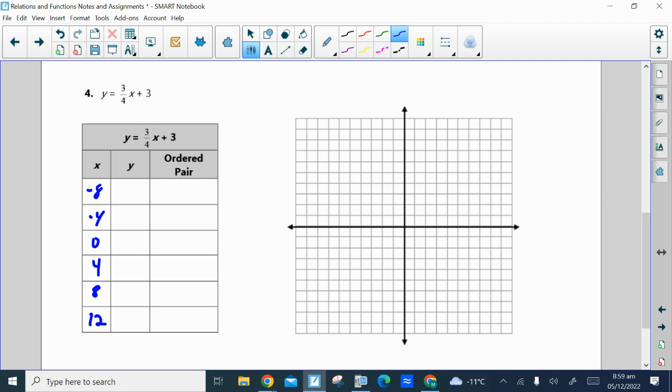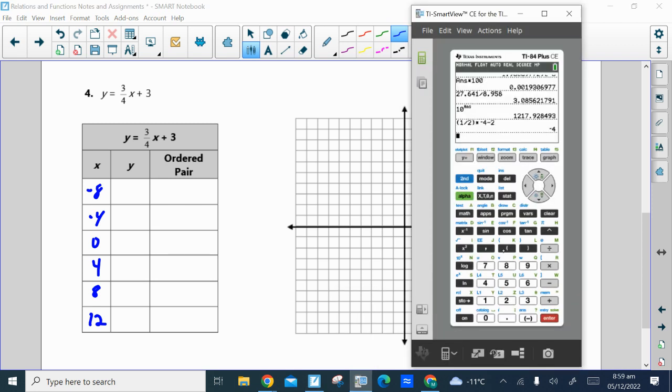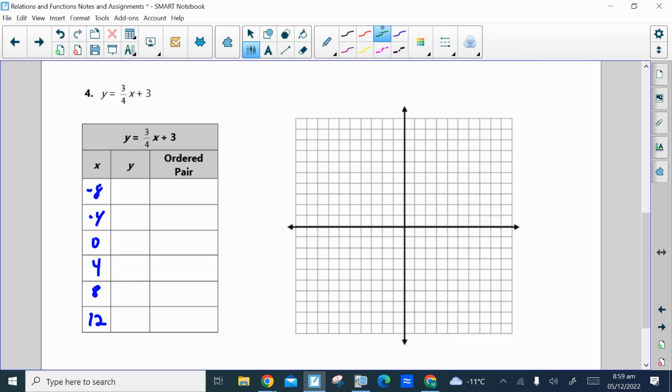Whatever numbers I choose for x, the equation says you have to multiply that number by 3/4, which means you're going to multiply by 3 and divide by 4. So I've chosen numbers that are divisible by 4. And so we can use our calculator to help us here. We've got 3 divided by 4 in brackets times my first x value, which is -8, plus 3. That gives us a y value of -3.